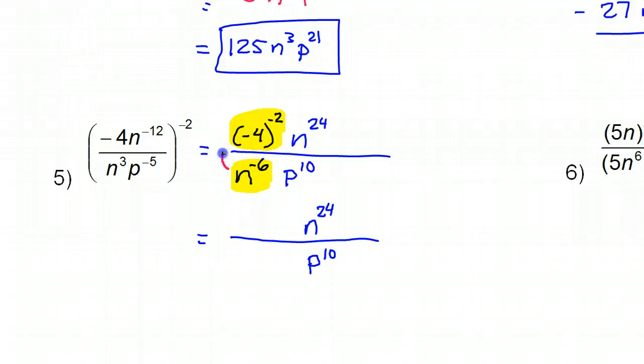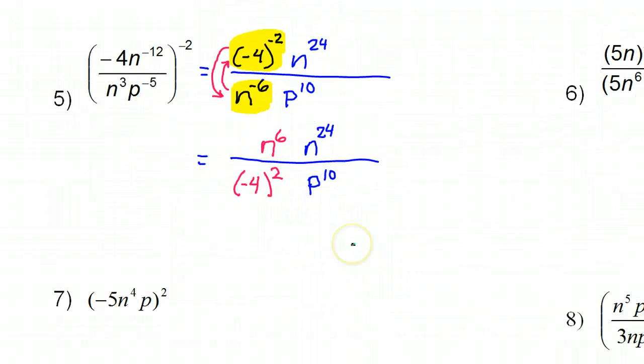So this had to go up, and this has to come down. Alright, so if that happens, then I'm going to have n to the 6th power on the top, and keeping the parentheses, mind you, I'll have my negative 4 squared here on the bottom. Alright, I just move these two. Now we can go ahead and put things together and see what's what.